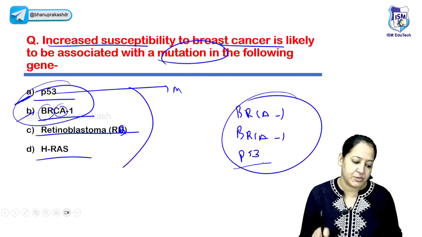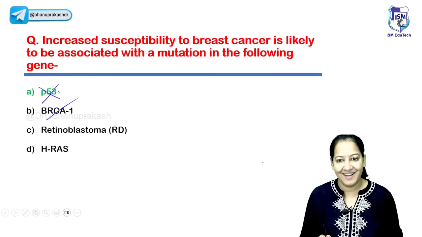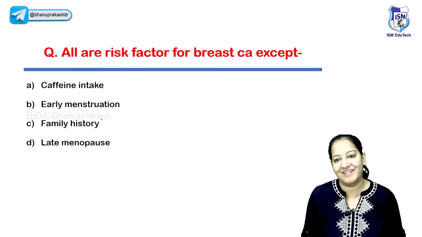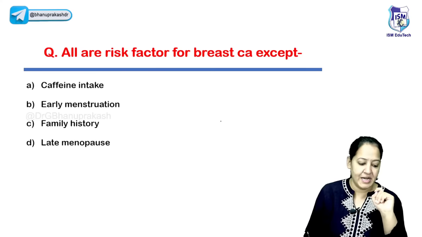Most common is P53. That's why the answer is A. How many of you got it? It's good to make mistakes here, but not in the exam. So the correct answer is P53, not BRCA. Can we go ahead? Read the next question and tell me the answer.